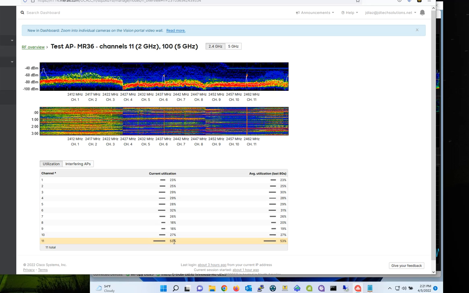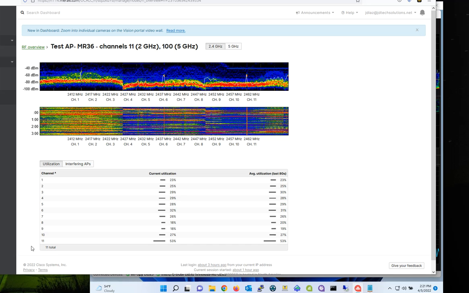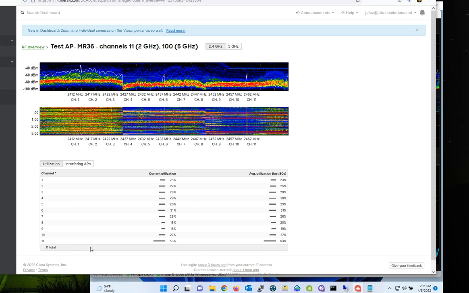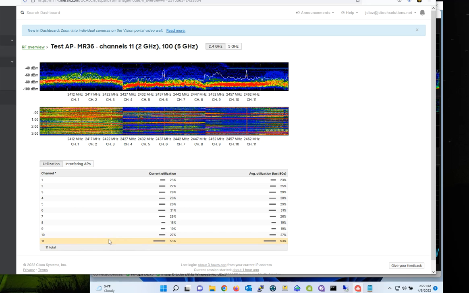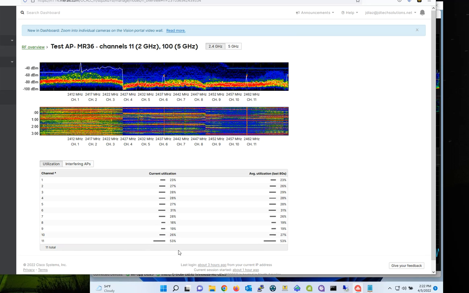So even if you have a strong signal, let's say that you have a client device connected to your access point on channel 11, and it has a strong signal from the client device to the access point, the throughput is going to be low because you only have 47% of bandwidth available to be shared by all devices around you.